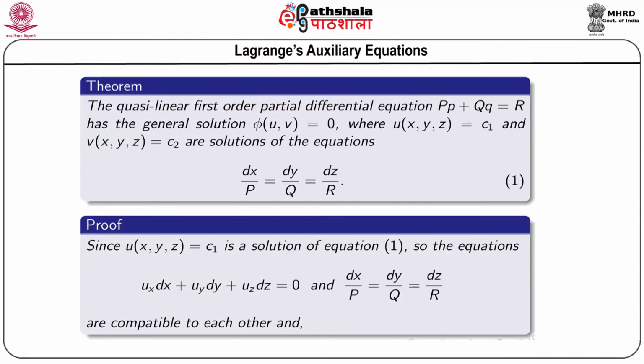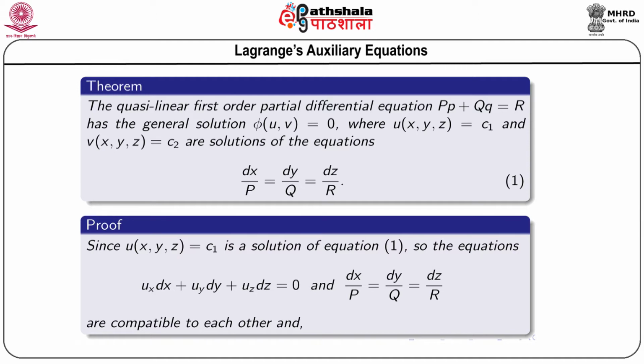Now, I am going to state an important theorem which says that the quasi-linear first order partial differential equation capital P small p plus capital Q small q equals capital R has the general solution phi(u, v) equals 0, where u, which is a function of x, y and z, is equal to C1, and v, which is a function of x, y and z, is equal to C2, are solutions of the simultaneous equation dx by capital P equals dy by capital Q equals dz by capital R. Here small p and small q are del z del x and del z del y respectively.